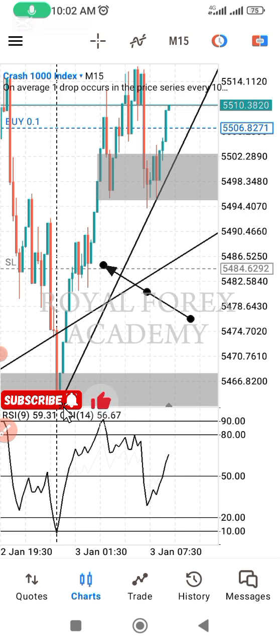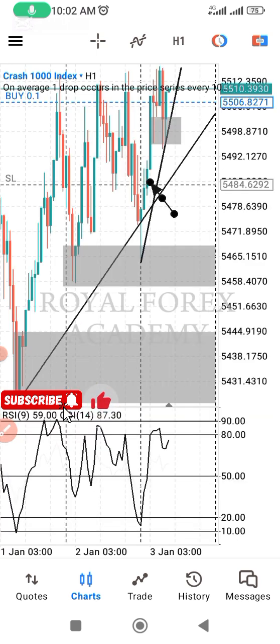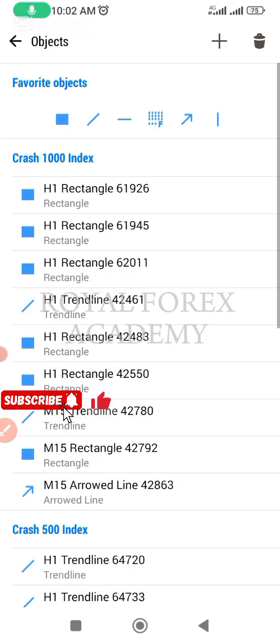Remember, I said on the H1, there is liquidity because of this equal high.